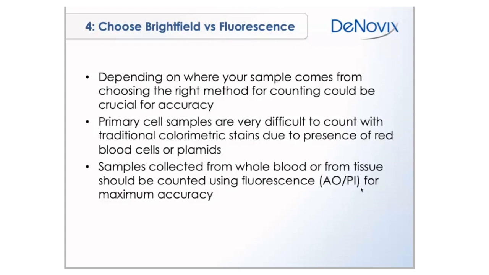Is that a red blood cell? Is that a dead cell? Is that a live cell? You just don't know. So if you're collecting primary samples, from a ground tissue or from whole blood, even if you've done an isolation, you really need to be using fluorescence for maximum accuracy.